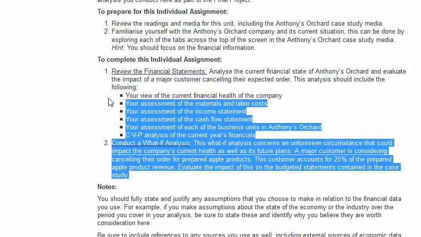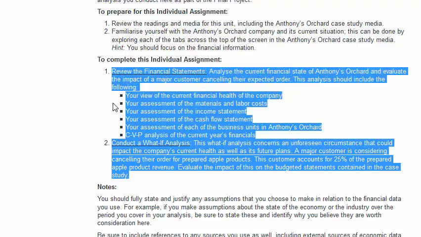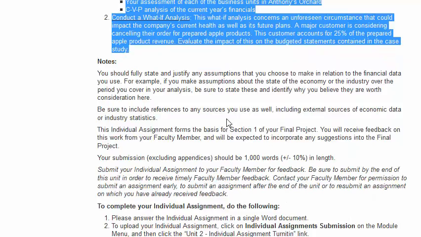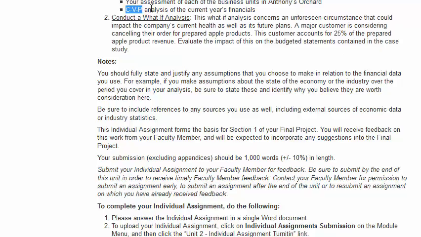If you can complete these 2 requirements, then your individual assignment is complete. Make sure to refer to the sources. For example, if you do cost volume profit analysis, mention what cost volume profit analysis is, and refer to your sources. Do not forget to mention if you use any realistic assumption that helps you to complete the analysis.